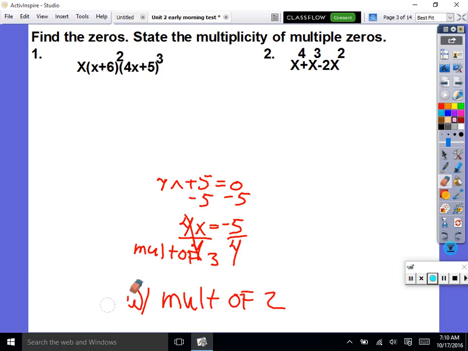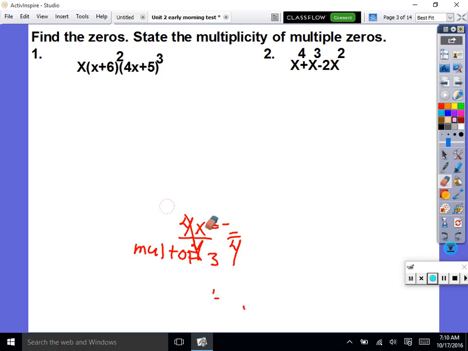Okay, all right, sorry, I just wanted to give myself some room. So the next one, I had to type this in. It's really x to the fourth plus x cubed minus 2x squared. It says find the zeros. To find the zeros, don't we need to factor it? We're solving it, right? So in this one, what do we factor out? Greatest common factor. Okay, good. We'll pull out x squared.